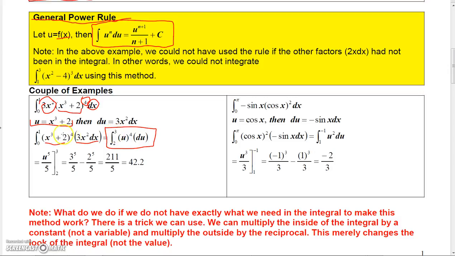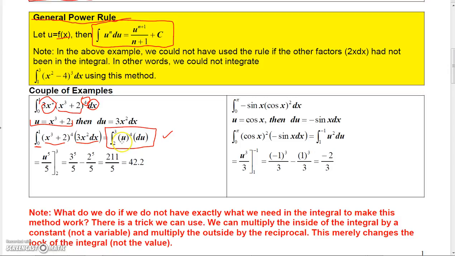Okay, now again I have to come up with a new set of limits. So what I do is, here x was 0, so plug 0 in up here and get u. So when x is 0, u would be 0 cubed plus 2, which is 2. And then when x is 1, u would be 1 cubed plus 2, which is 3. So for u, the limits of integration will be from 2 to 3.